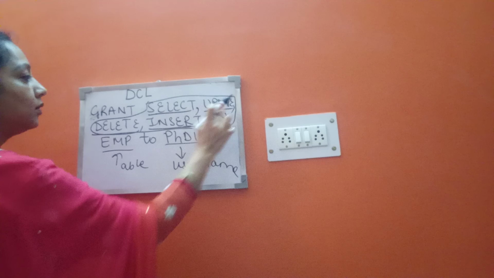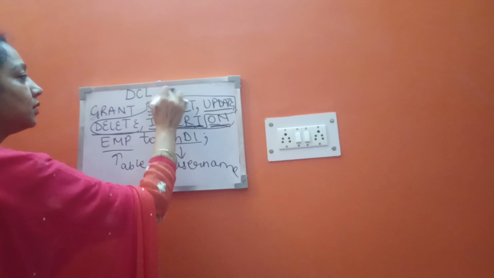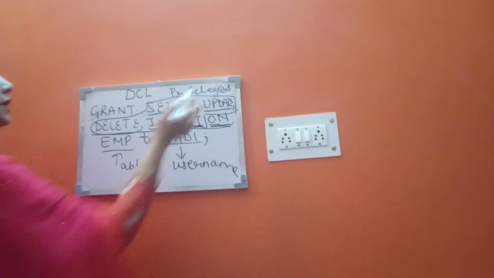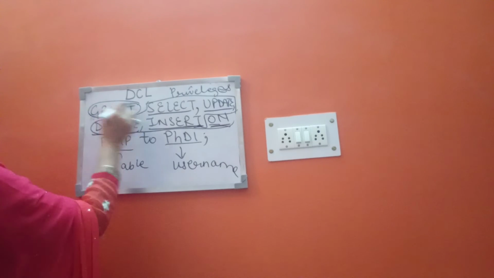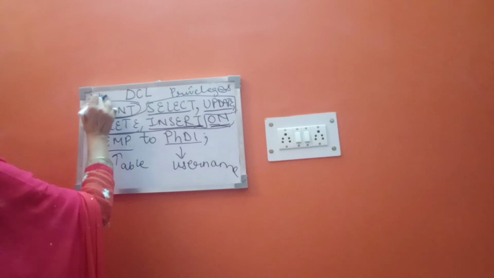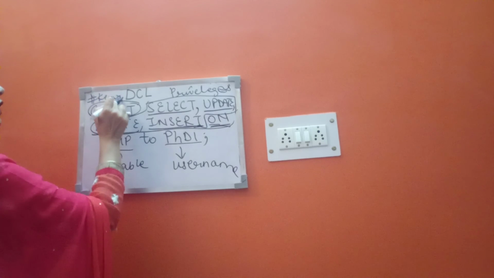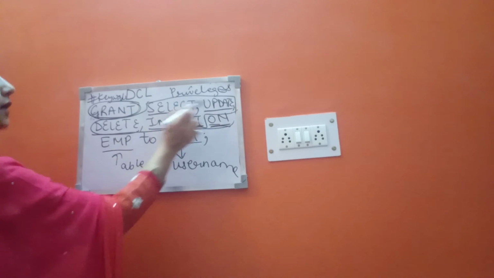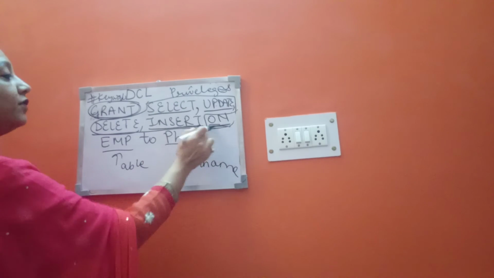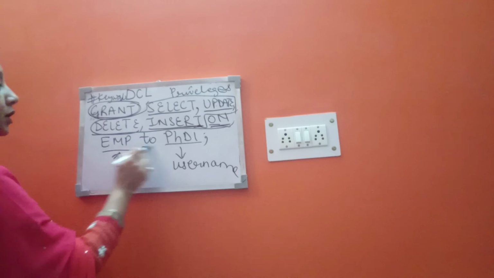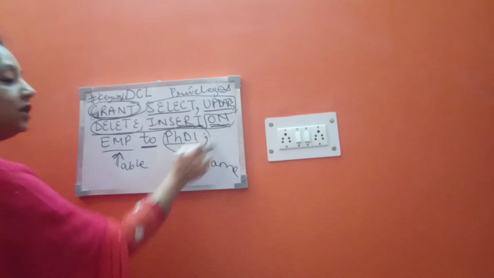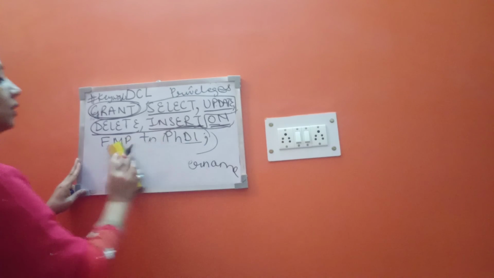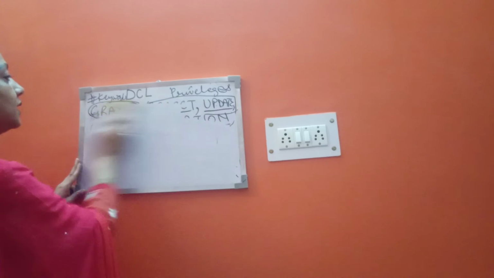So basically these are all the privileges that I want to give. The privileges are select, update, delete, insert. Grant is the keyword to provide those privileges. How will I provide those privileges? Using the grant keyword. What are the privileges? Select, update, delete, insert. On which particular table? On the employee table. To which user? To PhD1 user. So using the grant command, I can now give various other privileges to my user.